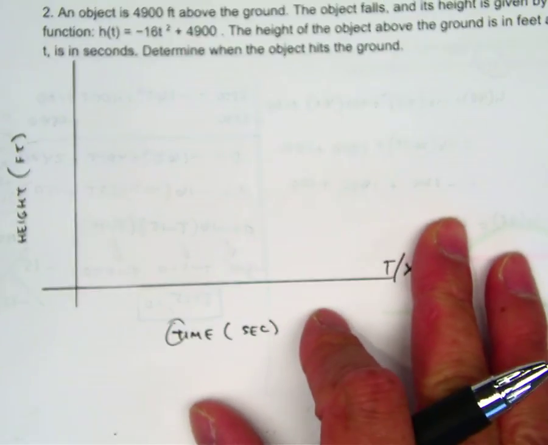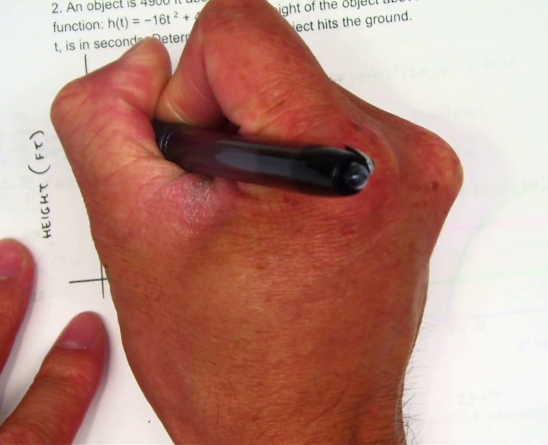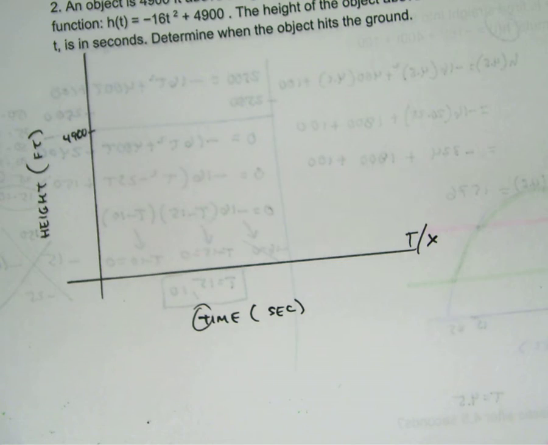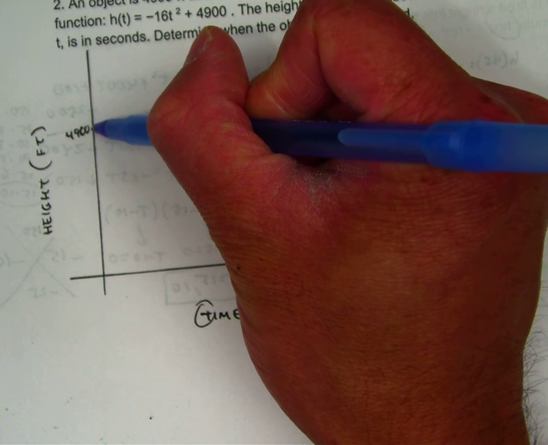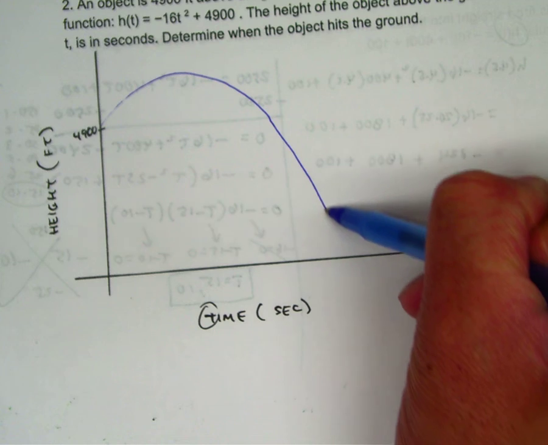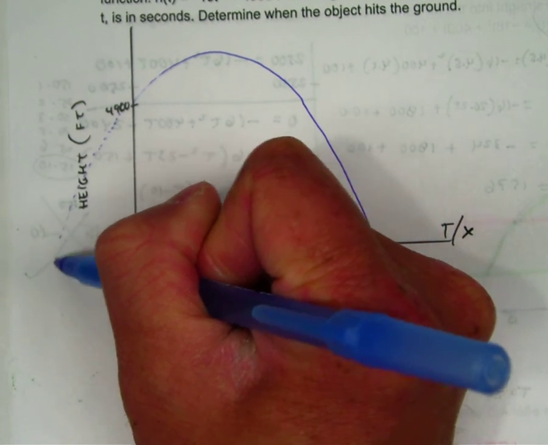Alright, so something is 4,900 feet in the air. The object falls, so I don't know. I kind of want to show you the parabola, how it kind of even comes over here, doesn't it?